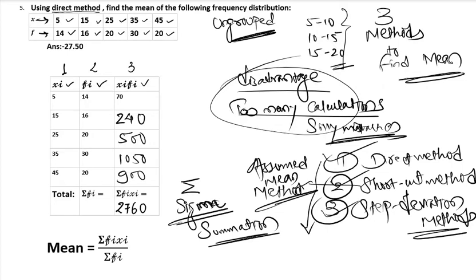So what are the frequencies? 14 plus 16 plus 20 plus 30 plus 20. 14 plus 16, 30, plus 20, 50, plus 30, 80, plus 20, 100.